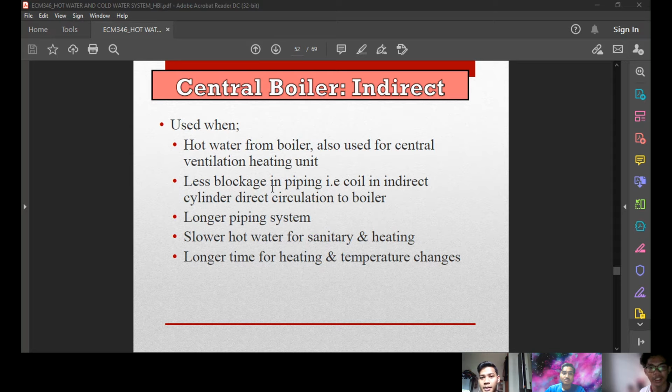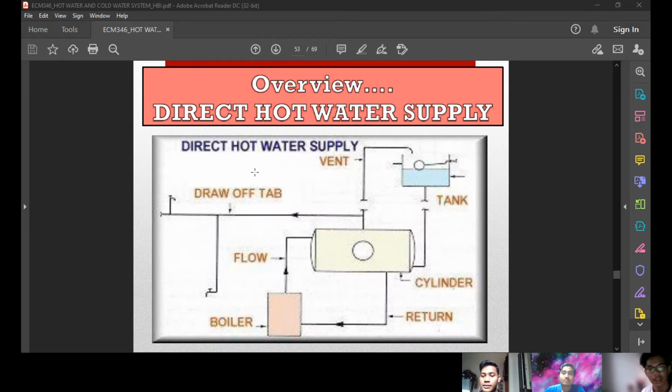Indirect central boiler is used when hot water from the boiler is also used for central ventilation heating unit, with less blockage in piping. In example, coil in indirect cylinder, direct circulation to boiler, longer piping system, slower hot water for sanitary and heating, longer time for heating and temperature change.